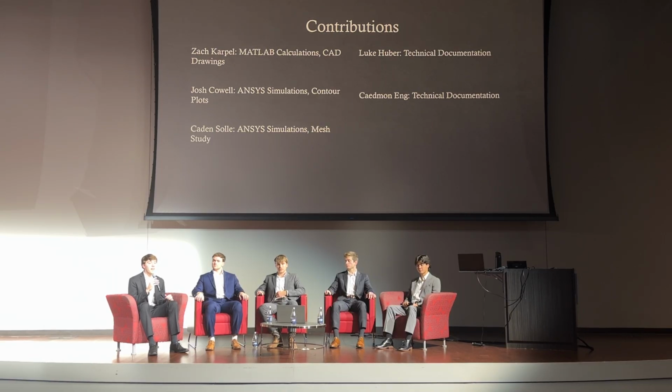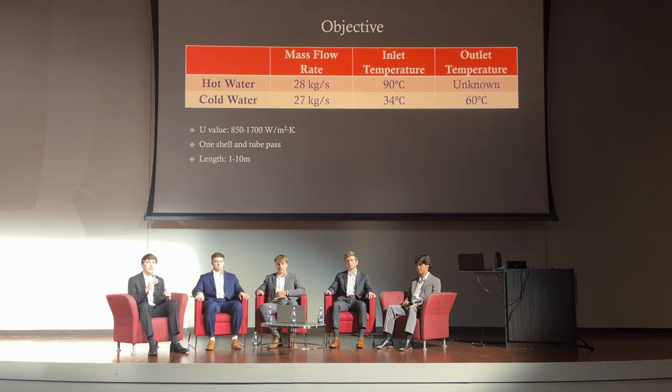So the task at hand was, from a client, we were given certain requirements we had to meet: a given mass flow rate, inlet temperatures, outlet temperatures, an overall heat transfer coefficient range, the amount of shell and tube passes you could have, and a given length that we had to stay within. So we were trying to optimize based on all these different things, accounting for cost within.